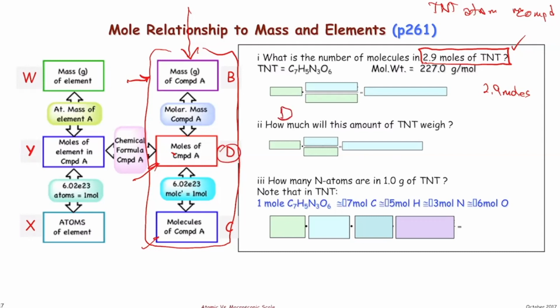And the question is, what is the number of molecules? Where are we going? Are we going to mass or are we going to molecules? You guys know that you're going to molecules because that's what the question is asking. So we're going from D to C. So that's our path, D to C, and we have our answer. So that's how you read this thing. You just have to figure out what information the question is giving you.